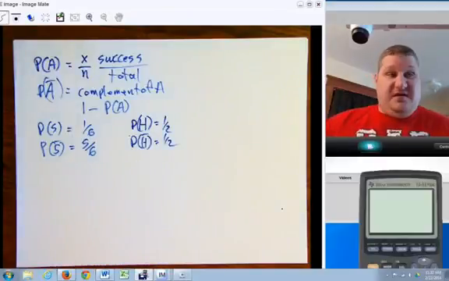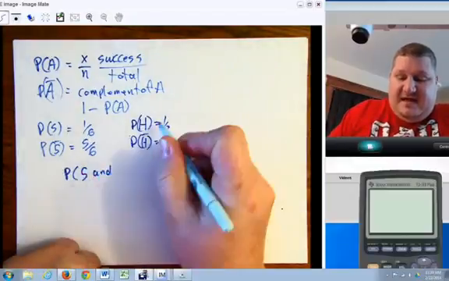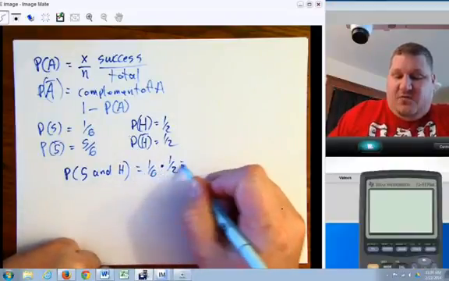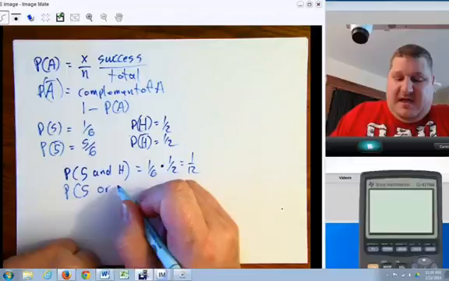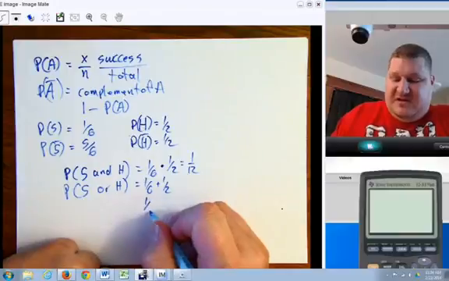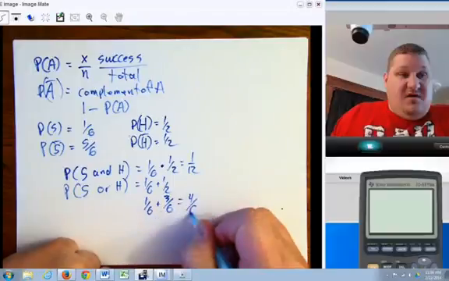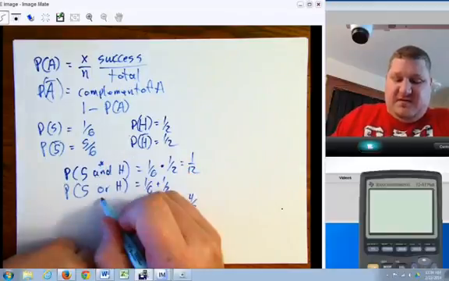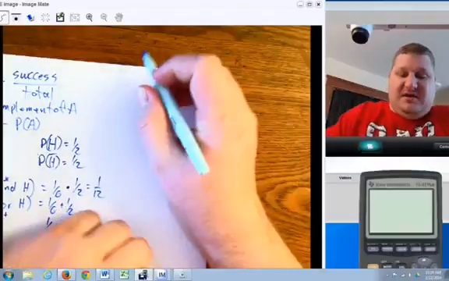Now, the probability of getting a 5 and a heads would be 1/6 times 1/2, or 1/12. Probability of a 5 or a heads would be 1/6 plus 1/2, which in this case you'd have to find common denominators. 4/6. Okay, so you'll notice and is multiply or is add. Now, again, we could have a different type of probability.